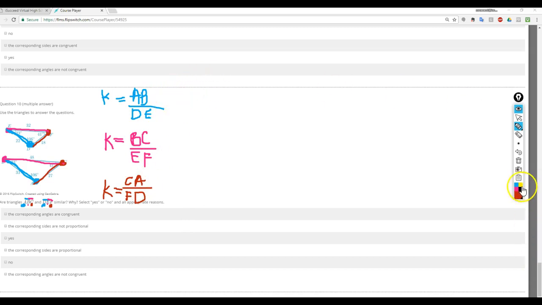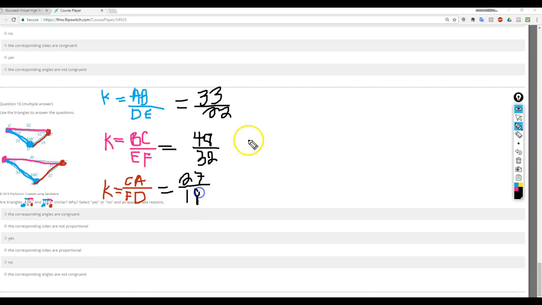So now we're going to use our substitution property of equality to find our scale factors for corresponding sides. And so AB's length is 33 units. DE's length is 22. BC by substitution is 48. And EF by substitution is 32. CA by substitution equals 27, and FD length is 18.